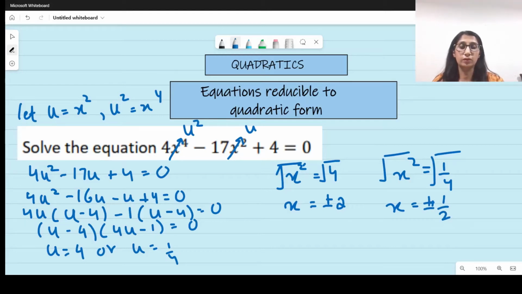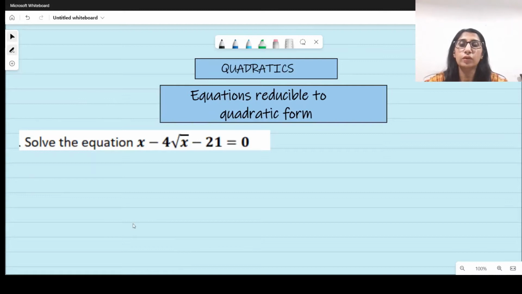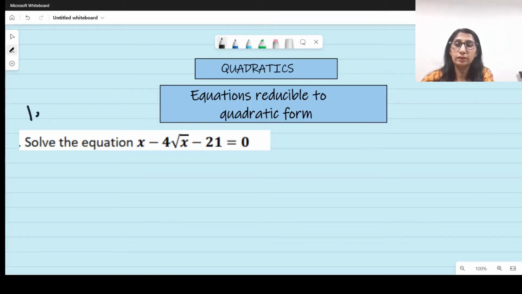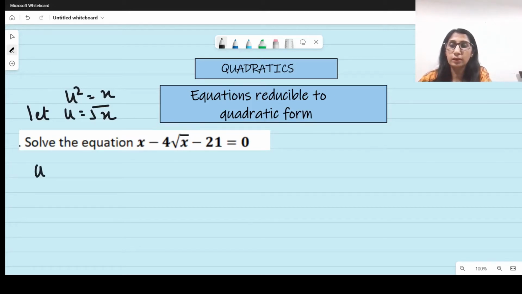Okay. Now let's do another question. Solve this equation: x minus 4 square root of x minus 21. So again we start by substituting, let u equal square root of x. And then u squared will be equal to x. So we replace this x with u squared and we replace the square root of x with u. So the equation becomes u squared minus 4u minus 21 equals 0.